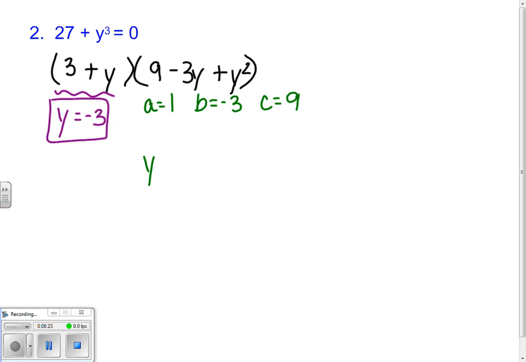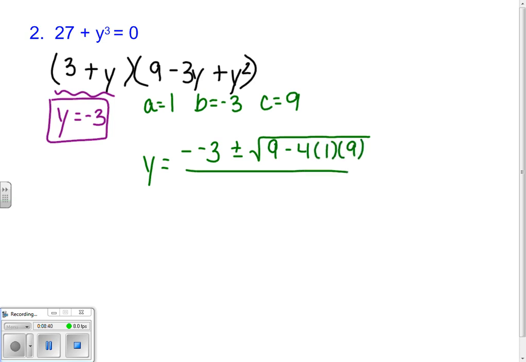So I start. I'm going to do y equals. Even though you're used to writing x equals, these variables here are a y. Y equals negative 3, negative b, plus or minus the square root of. Negative 3 in parentheses squared is 9, minus 4 times 1 times 9, all over 2 times 1. Take a second, make sure you're okay.